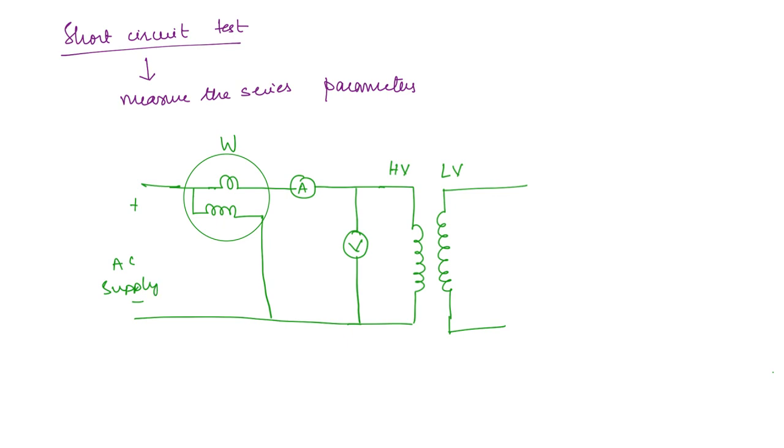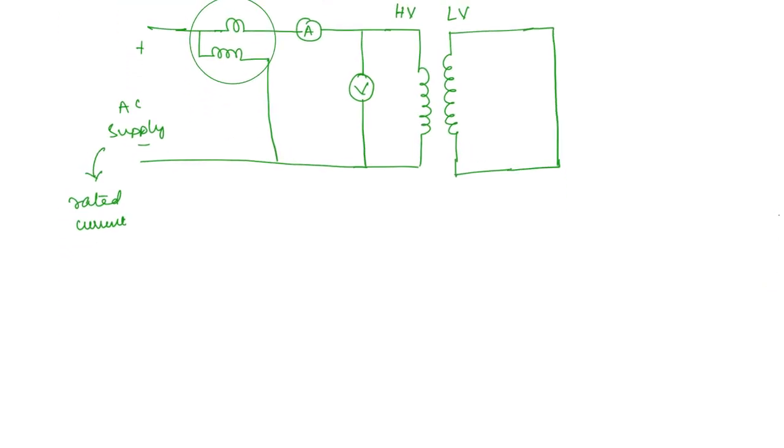Now in the open circuit test we gave the rated voltage. Here we have to give rated current. And in the short circuit test, the secondary side is going to be simply shorted. Now how will the equivalent circuit be?